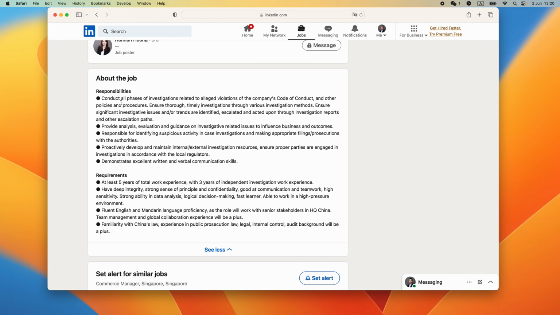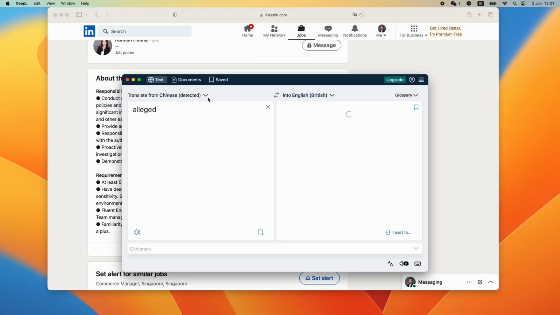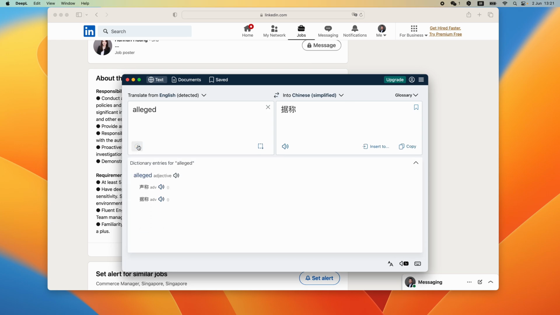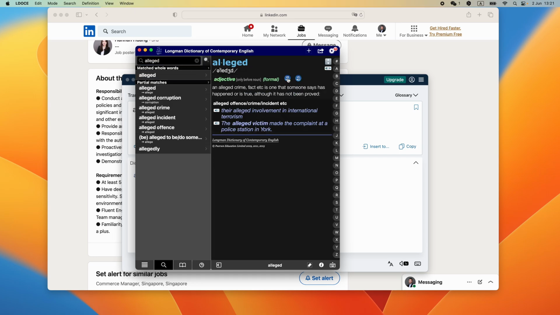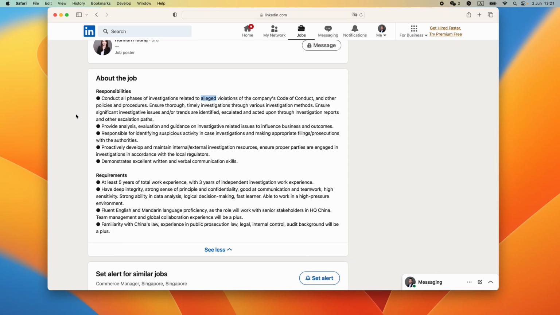Let's have a look at the responsibilities. First, conduct investigations related to alleged... How do I translate this? Alleged. Alleged. Let's check it here. Alleged. The alleged involvement in international terrorism. Their alleged involvement in international terrorism. Okay.